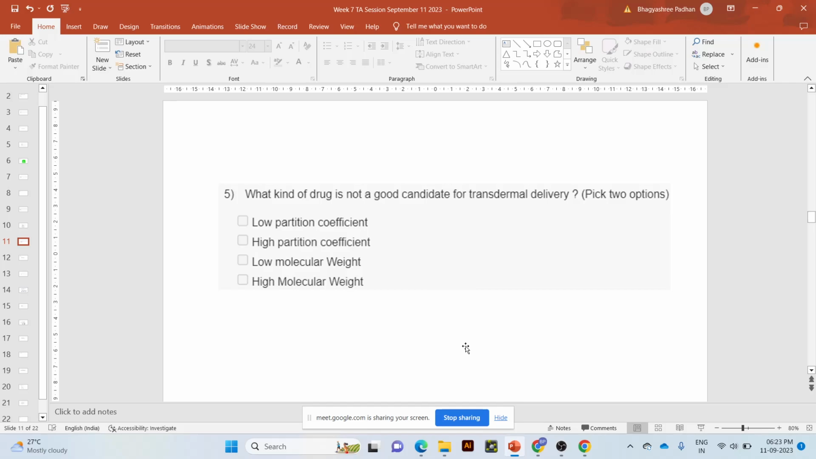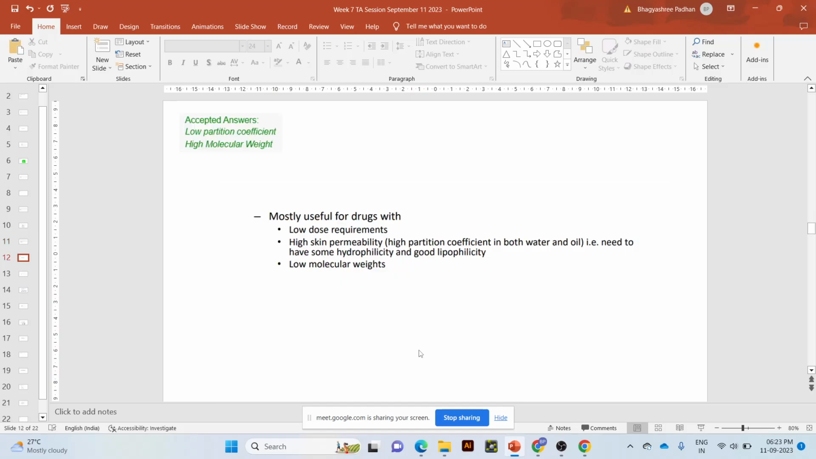Next question, what kind of drug is not a good candidate for transdermal delivery? You have to select two options: low partition coefficient, high partition coefficient, low molecular weight, and high molecular weight. So transdermal delivery requires a high partition coefficient and low molecular weight to be a good candidate. So which is not a good candidate would be low partition coefficient and high molecular weight.